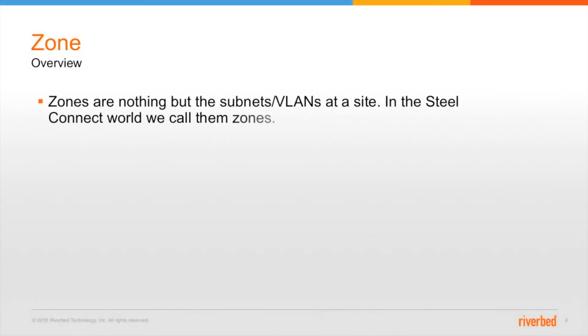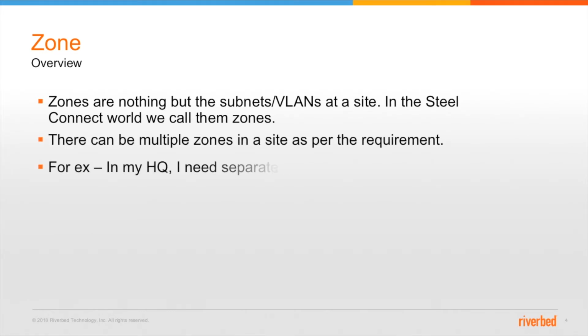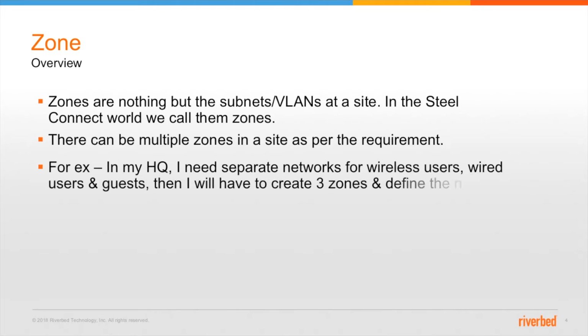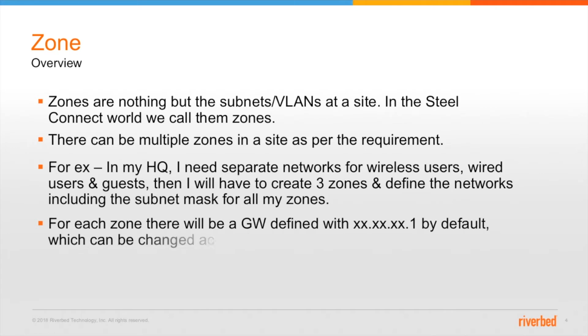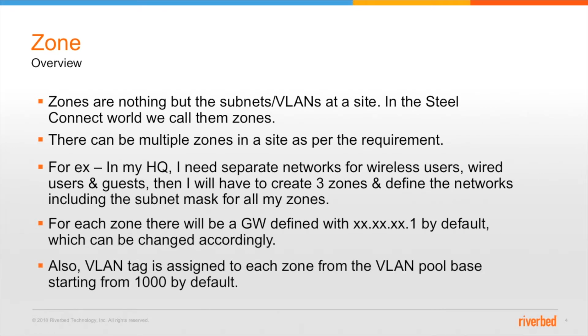Zones are nothing but the subnets or VLANs at a site. In the SteelConnect world, we call them zones. There can be multiple zones in a site as per the requirement. So for example, in my headquarters, if I need separate networks for wired users, wireless users, and guests, then I will have to create 3 different zones and define networks including the subnet mask for all the zones.